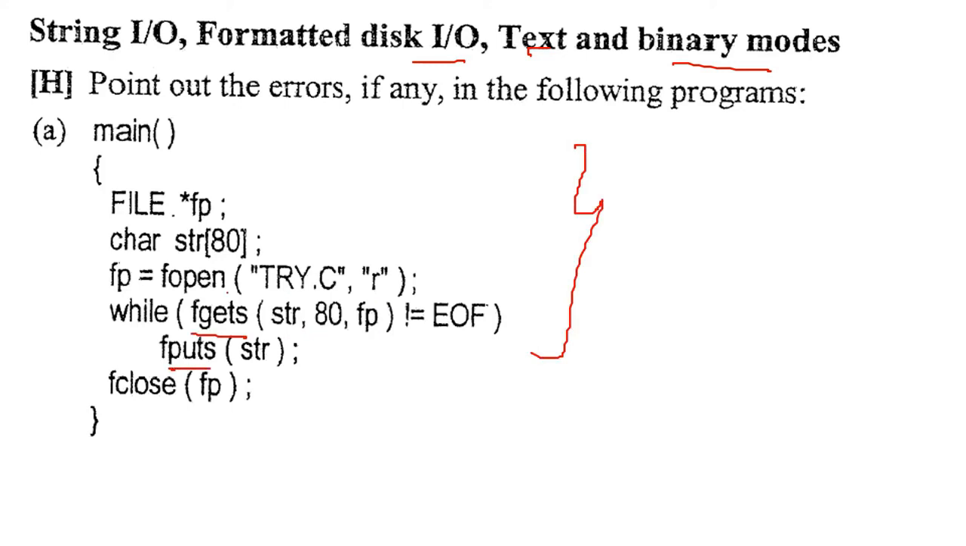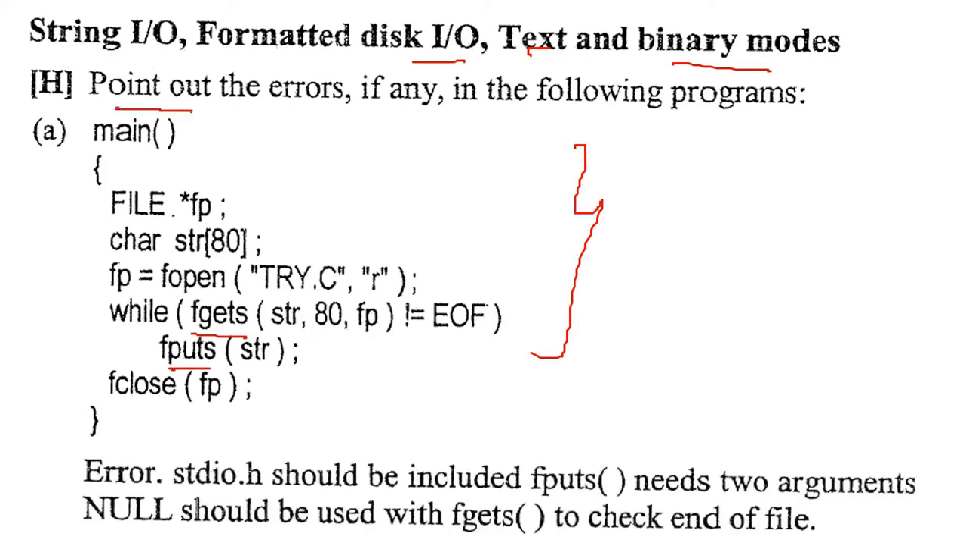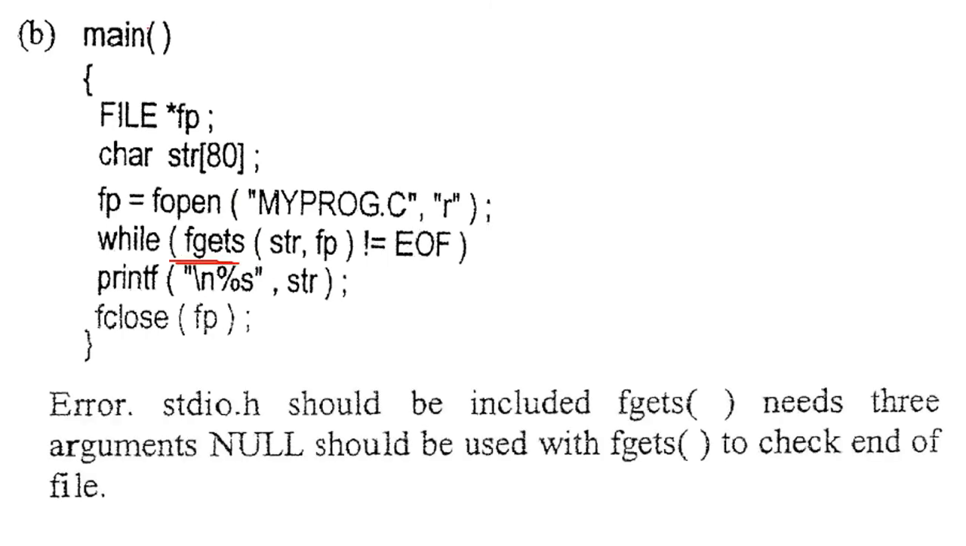First of all, we have to include the stdio.h. Then this fputs needs 2 arguments, not 1 argument. And here we need to use NULL for the end of file. Next is this program. Is there something fishy about this? First of all, stdio.h, and there's this fgets, it needs 3 arguments, that is str, then the buffer size, then fp. And for EOF, for fgets, we use NULL here, NULL, capital.